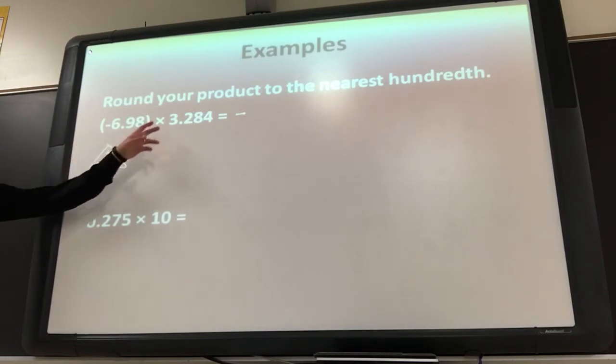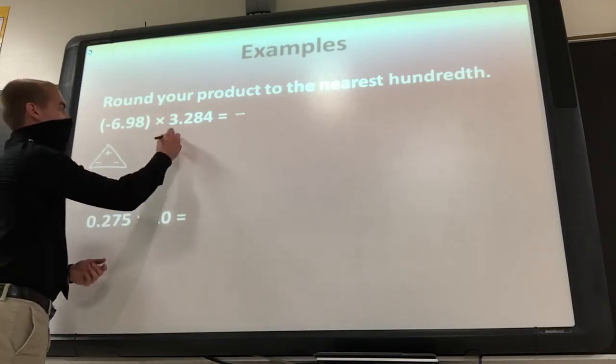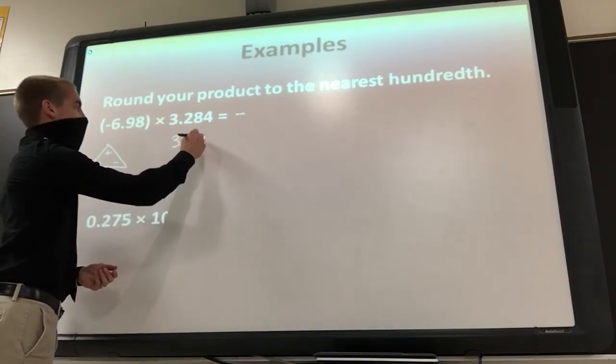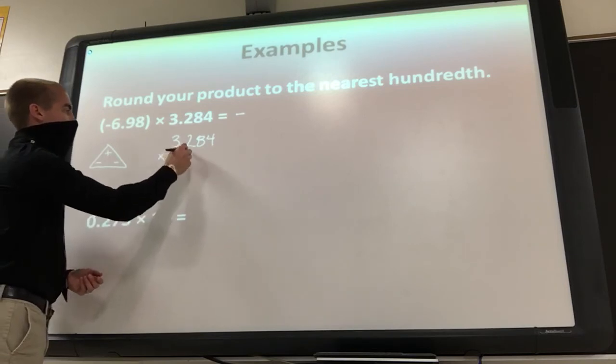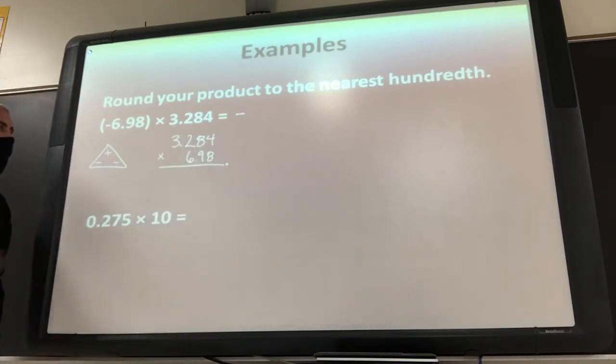What number should go on top when we multiply here? Which number should go on top when we multiply? AJ? 6. Yep, 3.284 just got more digits in it. It's got one more number. So that's going to go up top. And then we multiply.